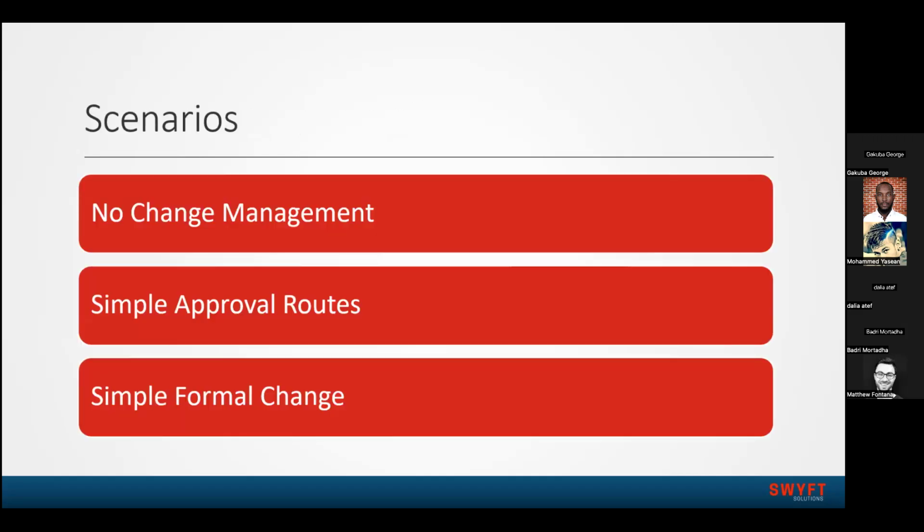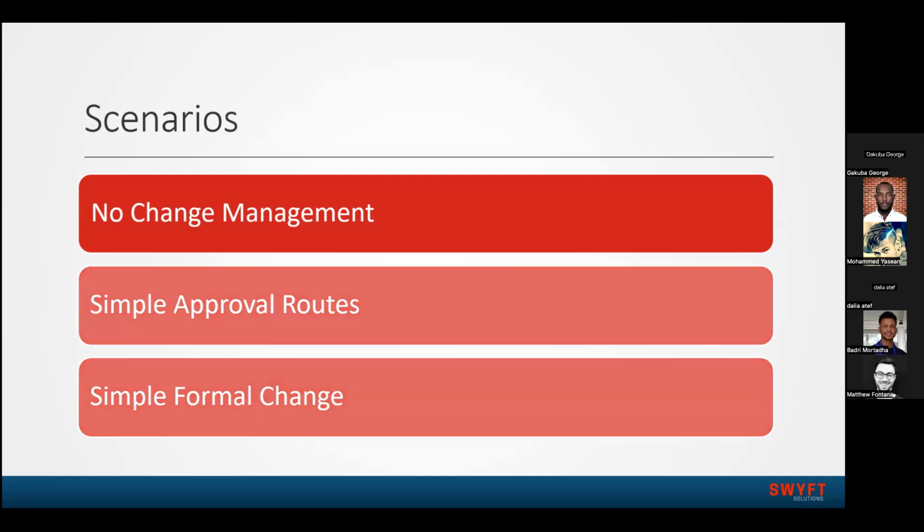So I'm going to be taking a look at 3 different scenarios. One where we have no change management implemented whatsoever. Then the other 2 are going to be using the 3D experience platform. One being more so just simple approval routes, and the third one being more of a formal change where you have the sign offs and approval routes and everything integrated into that process.